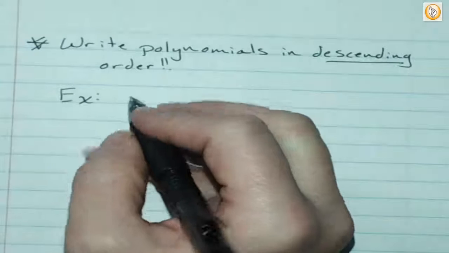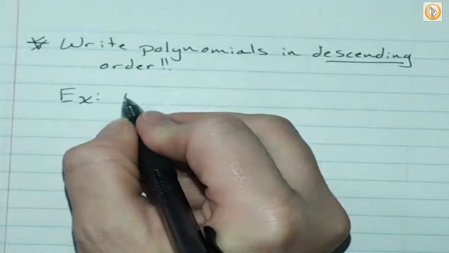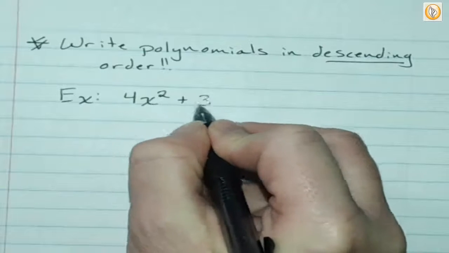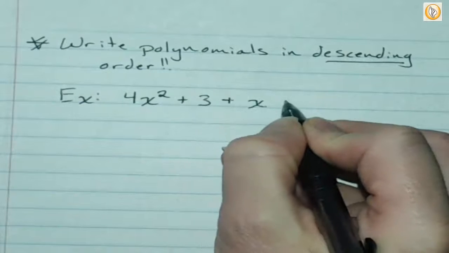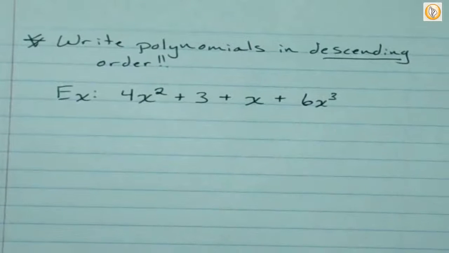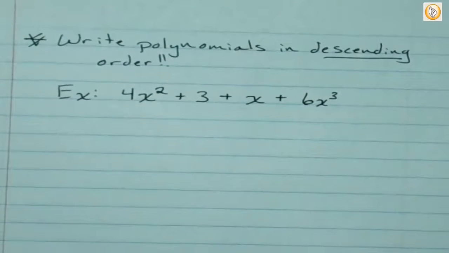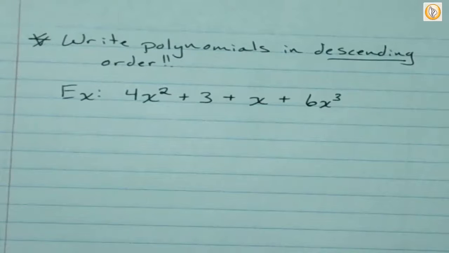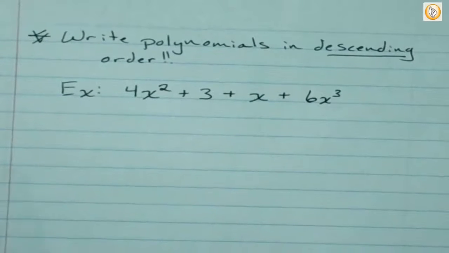Okay, so the example is, what if they gave you this, or you did a bunch of work and this is what you got? Now, in this class I've told y'all, I'm not going to count off if y'all have it out of order. Well, we need to start getting in practice for it. So you have to rewrite that in descending order.